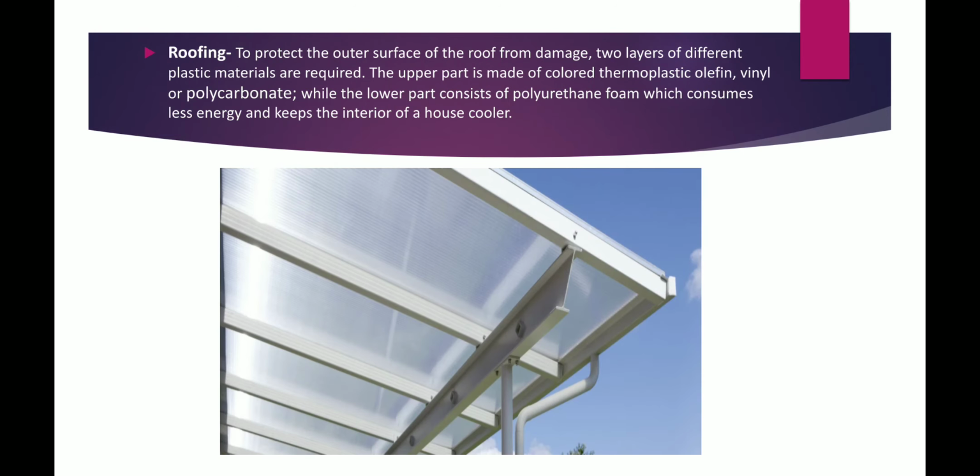Roofing. To protect the outer surface of the roof from damage, two layers of different plastic materials are required. The upper part is made of colored thermoplastic olefin, vinyl, or polycarbonate. Polycarbonate is a very strong and resilient thermoplastic material, and it is also frequently used for roofing on industrial warehouses, while the lower part consists of polyurethane foam, which consumes less energy and keeps the interior of a house cooler. Here you can see how it is used as a roofing material.